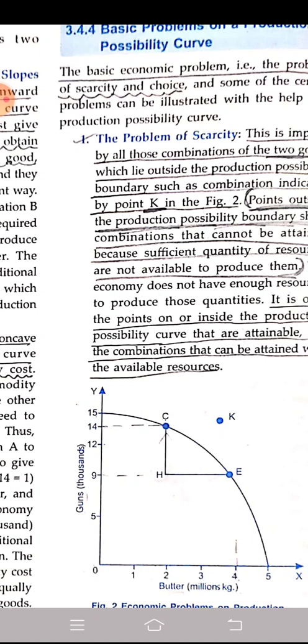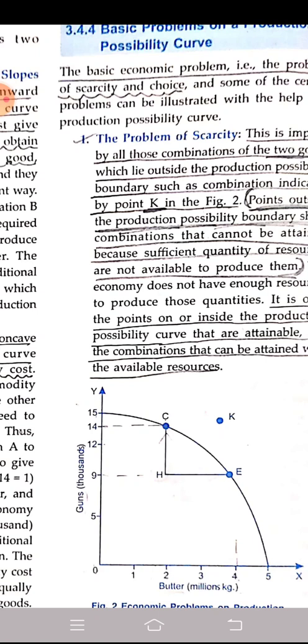Next, the basic problems of the production possibility curve. First of all, what is the problem? The problem of scarcity. What is the problem of scarcity? You can see this diagram once again. We have points C, E, H, and we have K. As you can see, point K.